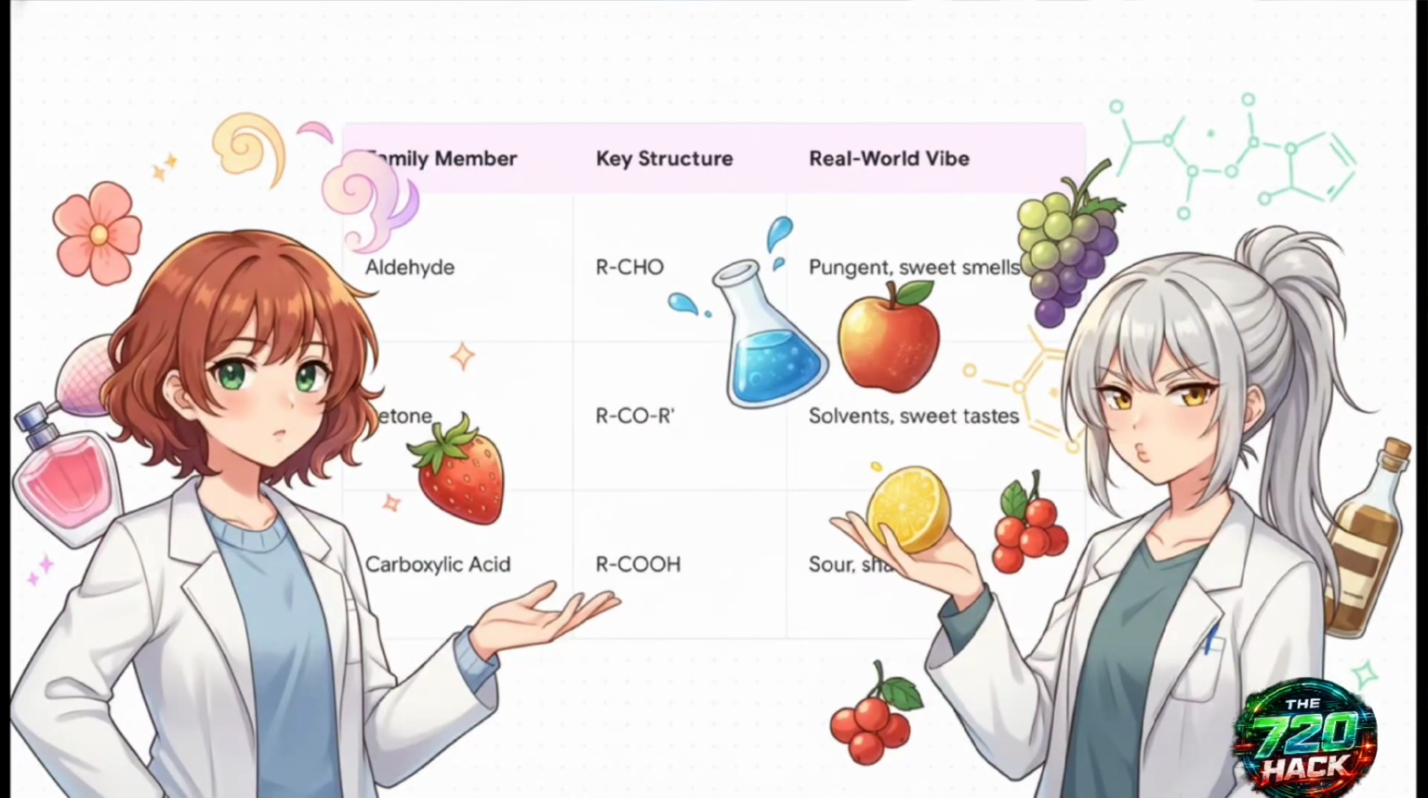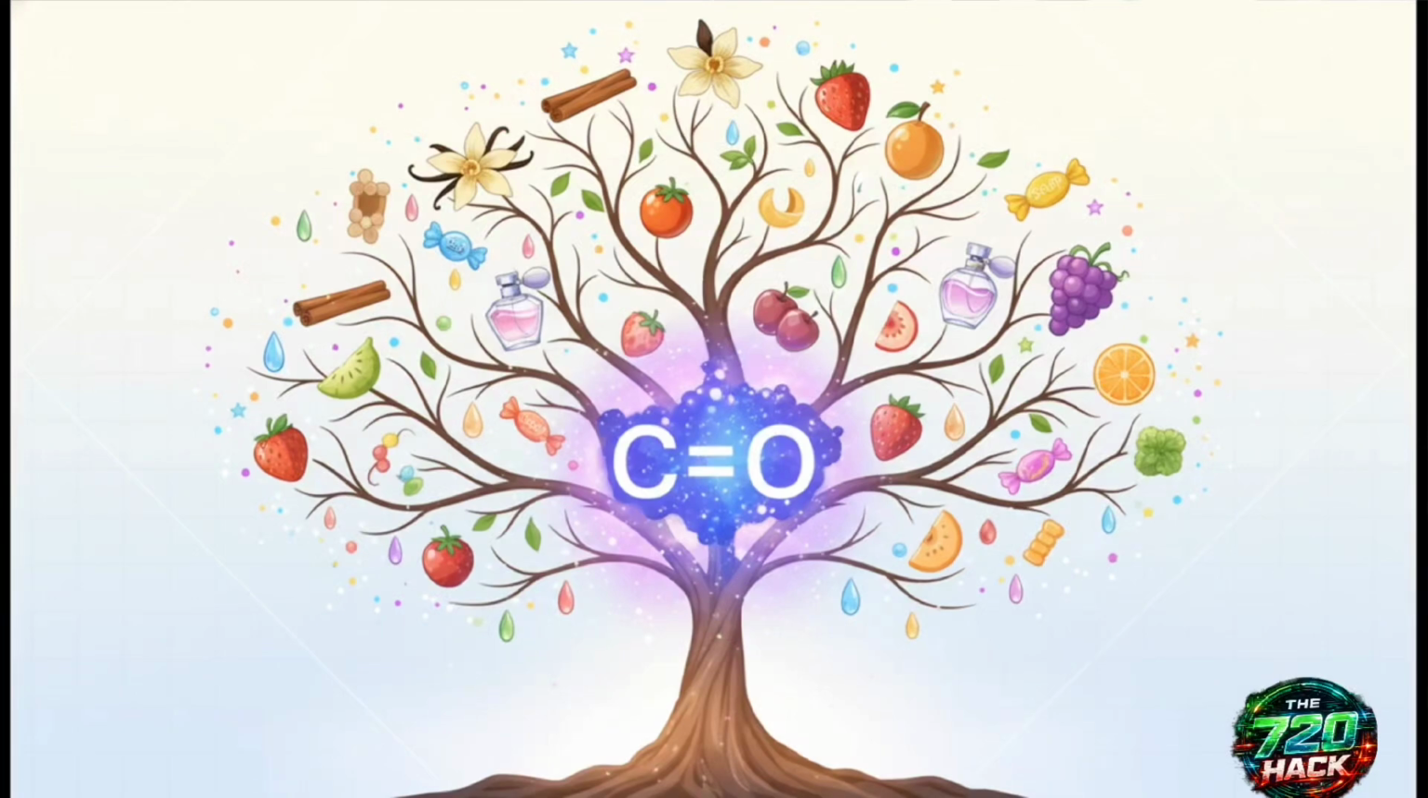So let's just put it all together. Aldehydes, they often give us those pungent, sweet smells. Ketones are key to a lot of solvents and sweet tastes, like the sugar in fruit. And carboxylic acids, well, they are the undisputed kings of sour and sharp tastes. And that's what's so incredible. From one simple, elegant structure, that carbonyl group, an entire family tree blossoms.